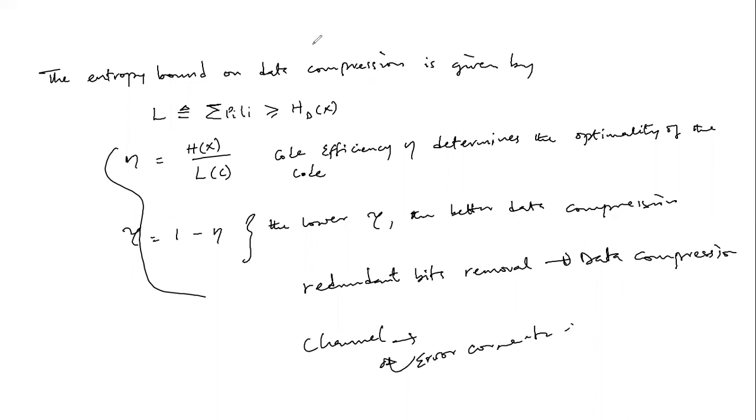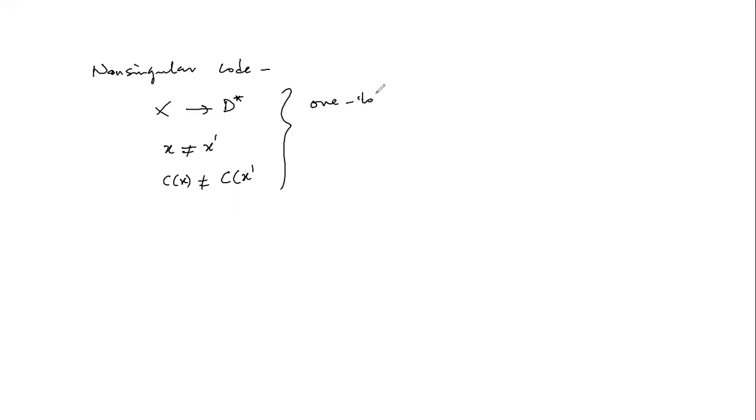So let's talk about a few codes. Non-singular codes. A code is said to be non-singular if every element of the range X maps into a different string in D, such that if X is not the same as X prime, then the code word C of X is not the same as the code word C of X prime. In other words, you'll observe that the non-singular code is a one-to-one mapping, and this is sufficient for unambiguous decoding. And don't forget that decoding actually means inverse mapping, right?